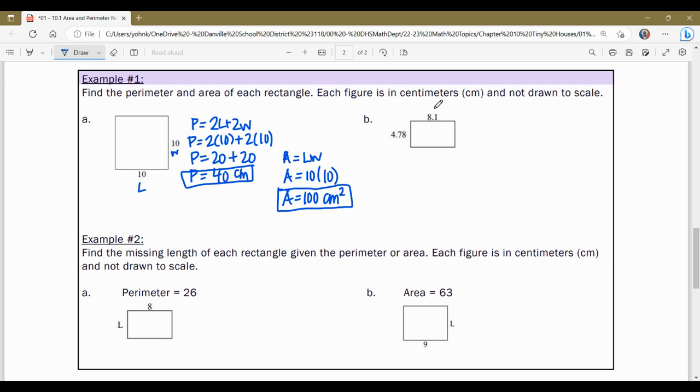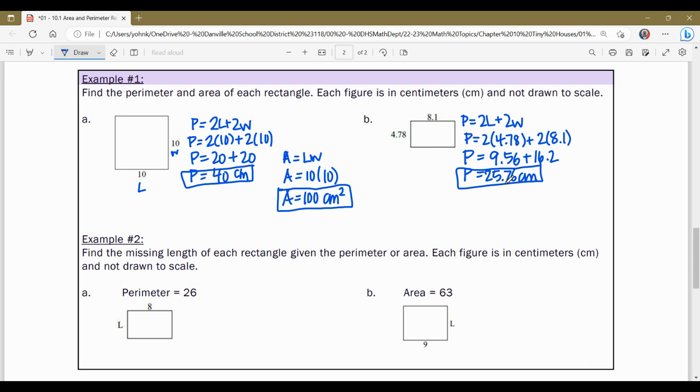Now we have a rectangle with 4.78 and 8.1. It does not matter what you call the length and the width. If I'm finding perimeter, 2 times the length plus 2 times the width, my perimeter is going to be 2 times 4.78 plus 2 times 8.1. Again, it doesn't matter which one you call the L and which one you call the W. 2 times 4.78 is 9.56. 2 times 8.1 is 16.2. I add those together and I get 25.76 centimeters.